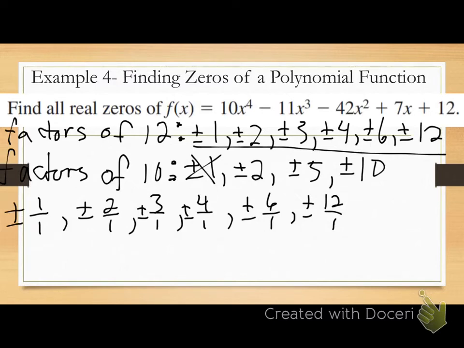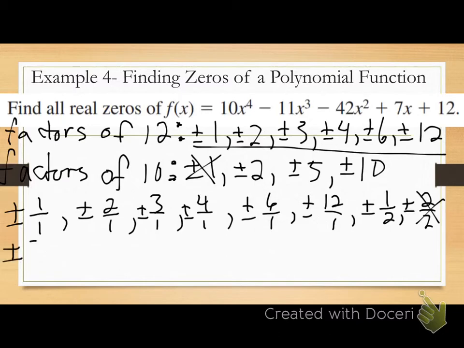Now I've got to put all those factors of 12 over the next factor of 10, which is 2. So I do 1 over 2, 2 over 2. What does 2 over 2 reduce down to? 1. 1 over 1. Is 1 over 1 already on my list? Yes, so I don't need that 2 over 2. I don't need to list it twice. Okay?